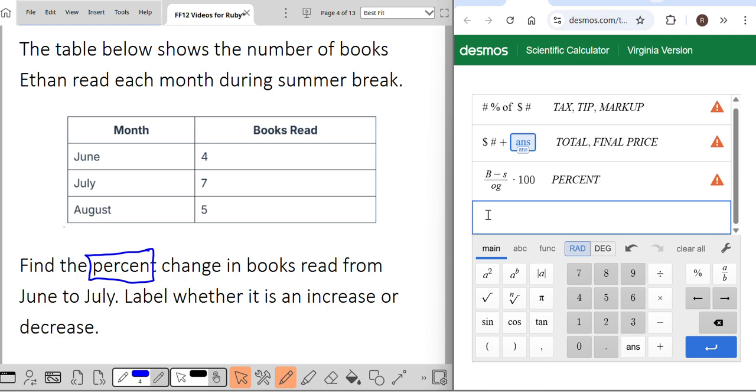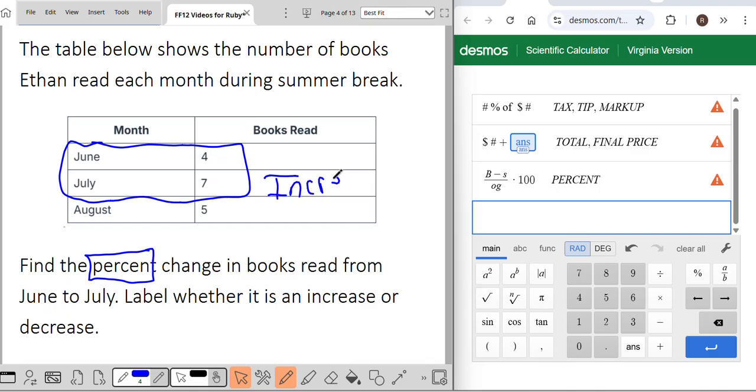Okay, so let's go ahead and read it. It says, find the percent change in books read from June to July. So that's the only thing we're looking at, June to July. Okay, so it says label whether it's an increase or a decrease. First of all, if we read 4 in June and 7 in July, that's definitely an increase because the number of books went up, so we know it's an increase.